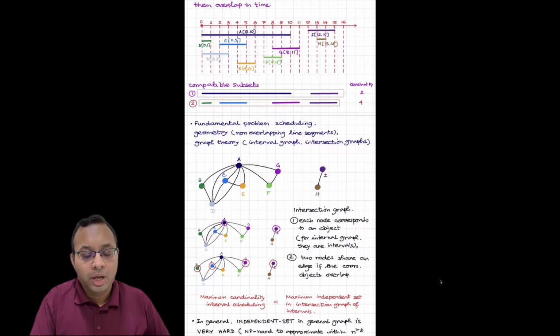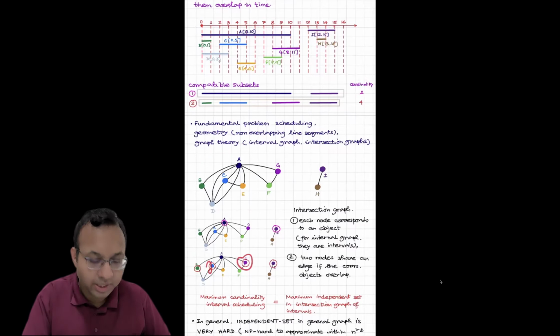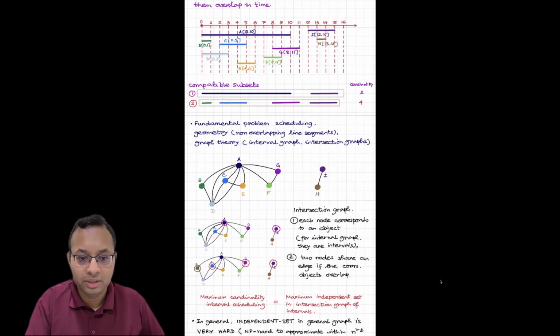And one can see that maximum cardinality interval scheduling is equivalent to finding the maximum independent set in the intersection graph of intervals. So in this intersection graph of intervals, for example, if we take the first example of cardinality 2, it was A and I, this independent set. Independent set means they don't share an edge. The independent set is a subset of vertices who do not share an edge. And similarly here, if we take the second example, it's B and C and G and H. Again, they don't share any edge between them. It's an independent set.